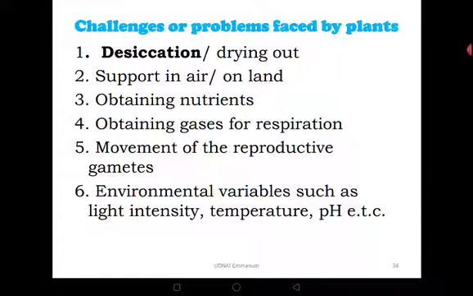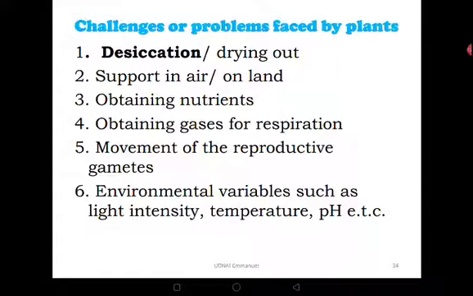Movement of reproductive gametes, as you saw earlier, some gametes require water to swim. Yeah, you saw the flagellated sperms or the ciliated sperms of the bryophytes. So sometimes, what if there is no water? It means fertilization will not take place, or reproduction in general will be impaired.